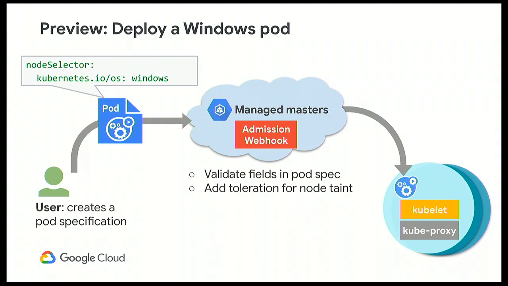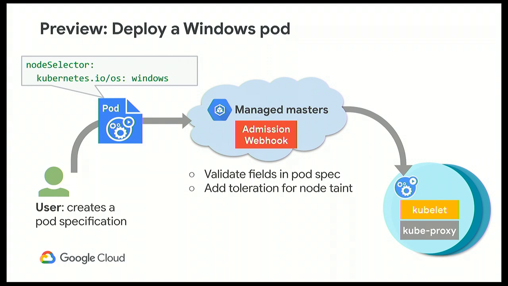So if you just want to create a pod that runs on Windows, what would you do? In this case, all you need to do is add a node selector to target Windows nodes. And in GKE, we will add the toleration for you so that it can get scheduled onto the Windows node.